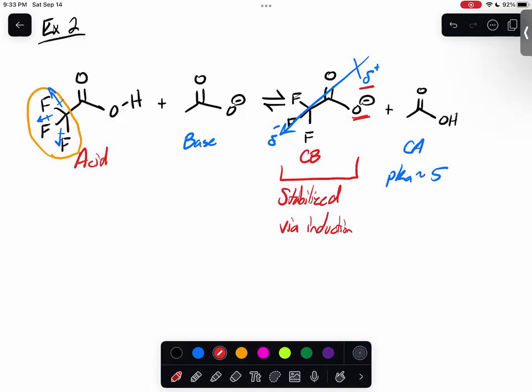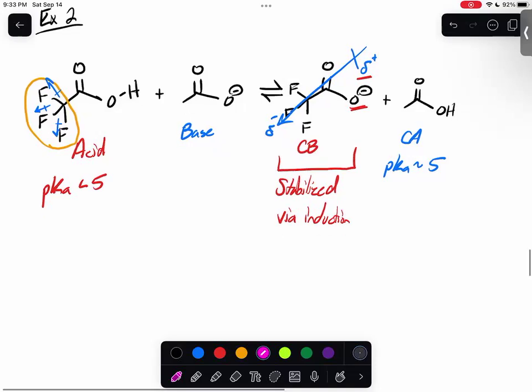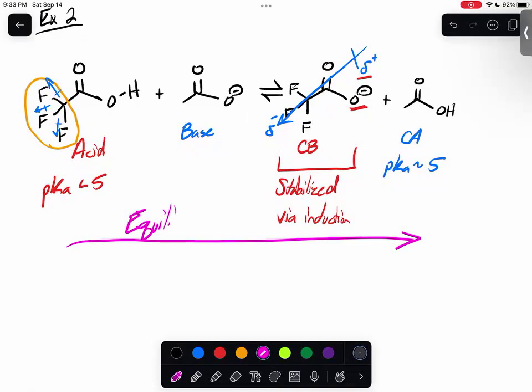So if we're looking at the pKa of this acid, it would be less than 5, right? And so if this is the stronger acid, equilibrium is going to point away from it. That means the equilibrium is in this direction, aka our Keq is greater than 1.